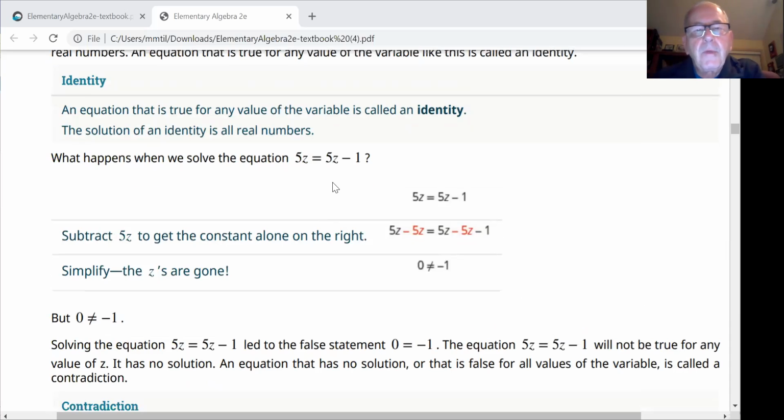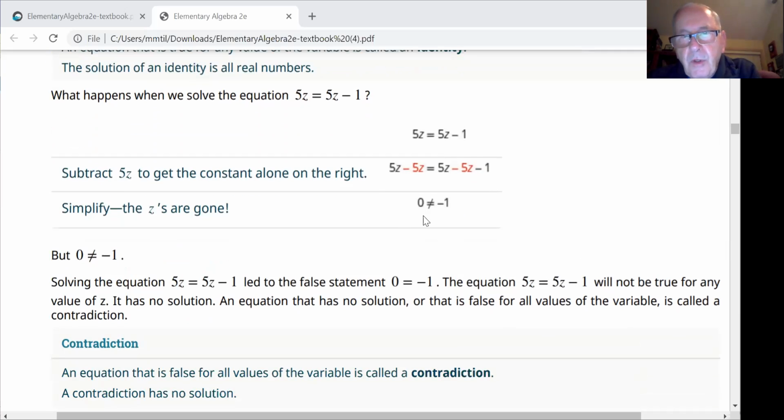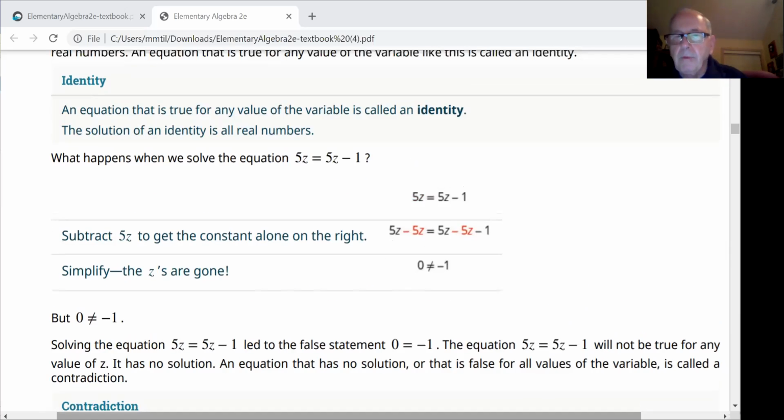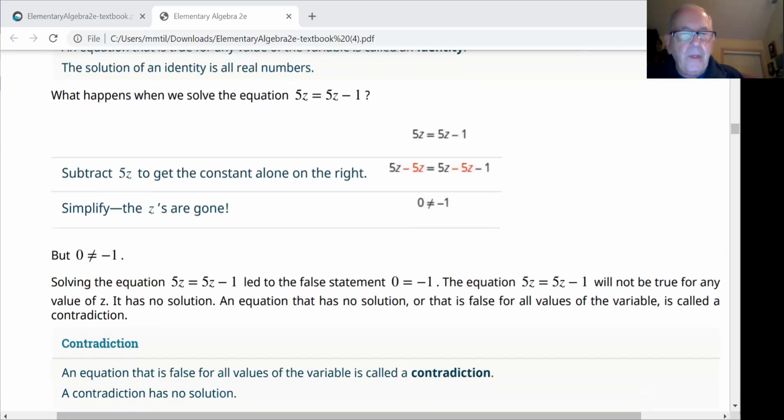Here's another example. If you have 5z is equal to 5z minus 1. In this particular case, if you subtract 5z from both sides, the z's go away, but now you've got a 0 on the left side and negative 1 on the right side, right? This is called a contradiction. It can't be true because 0 doesn't equal negative 1, right? So there's three kinds of equations we're looking at: contradictions, identities, and conditional equations.